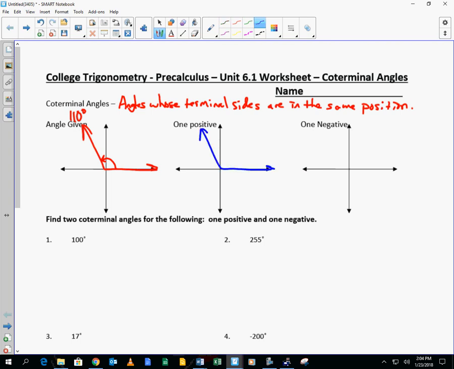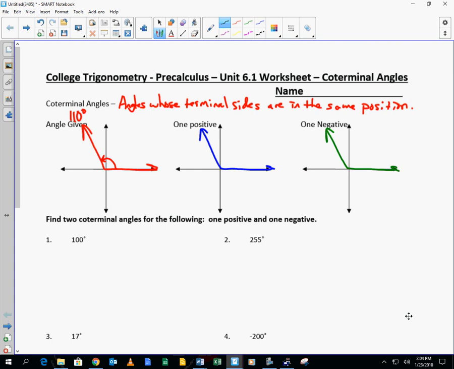I'm going to draw two more angles. They are going to be coterminal, meaning they are going to have a terminal side in the exact same position. We'll show that they are different by our swirly symbol that we will use. Thank you, Jessica. New mathematical term, swirly.